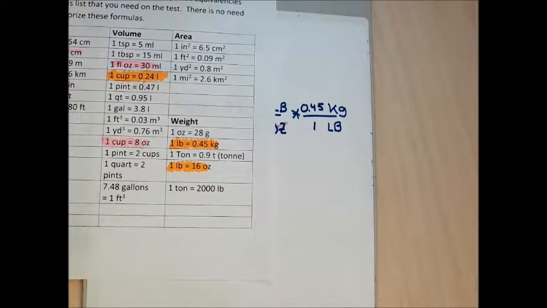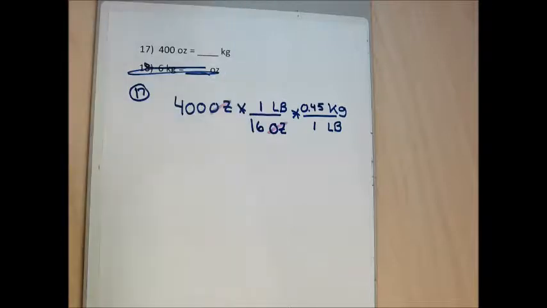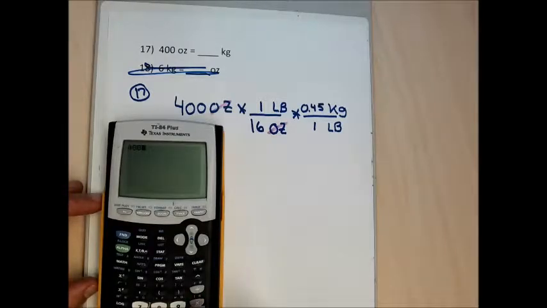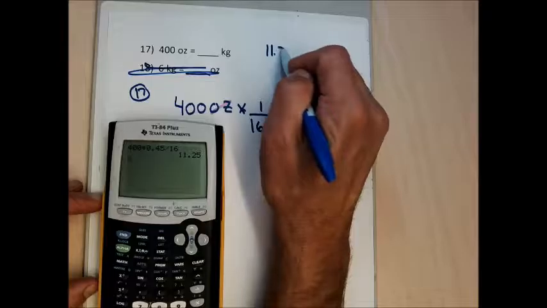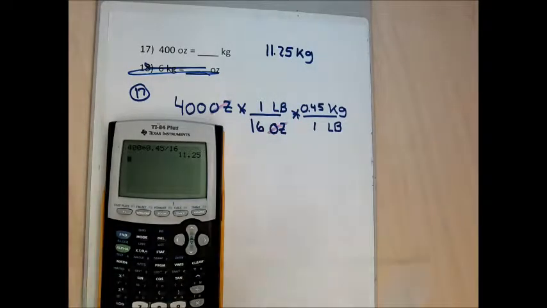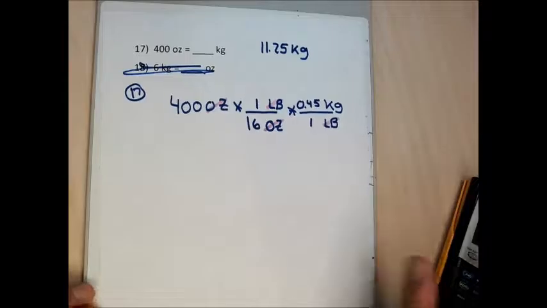This is one way to get to a correct answer, and let me do this real quickly. Numbers in the numerator get multiplied. I do the multiplication first, so 400 times 0.45. Numbers in the denominator get divided by 16. Doing it this way, I get 11.25 kilograms. My units are kilograms because I crossed out the ounces, I crossed out the pounds. I'm left with the kilograms.